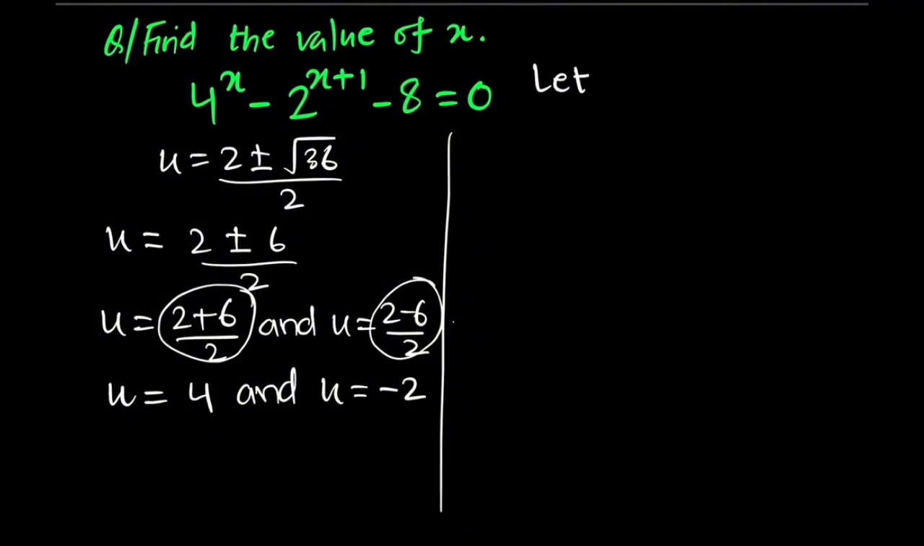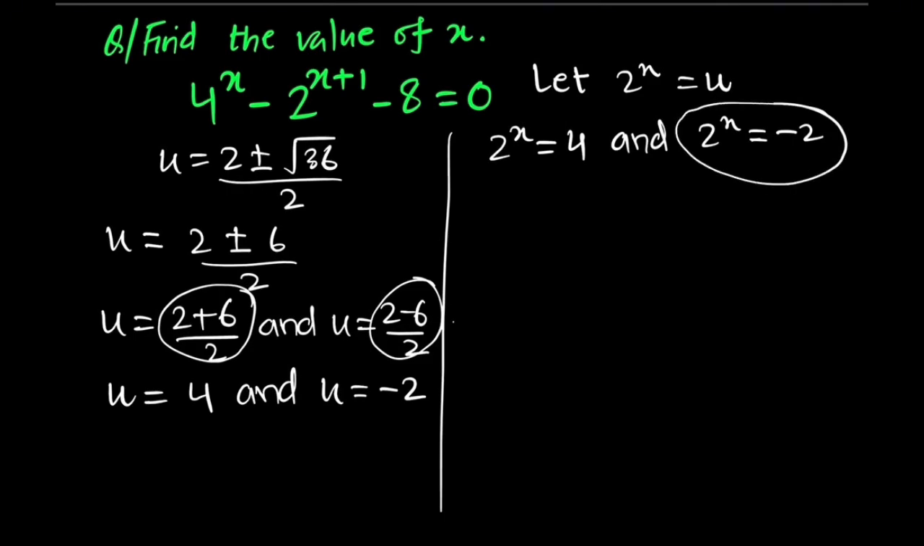So guys, don't forget that we have substituted 2 raised to x equals u. Now substitute the value of u in this equation to find the value of x. So which means 2 raised to x equals 4 and 2 raised to x equals minus 2. Because we have two values of u, that is 4 and negative 2. That means we'll have two equations.